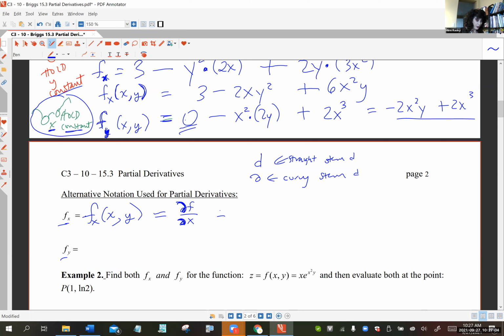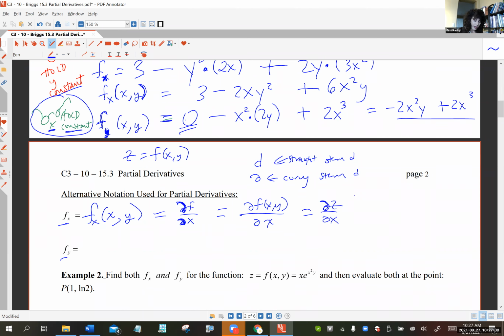And then another way you may see the first partial of f with respect to x written is the melted D, the curvy stem there, df(x, y) over dx. And then sometimes, since z is often used to denote the function f(x, y), you may see the first partial of z with respect to x. That's also legit.